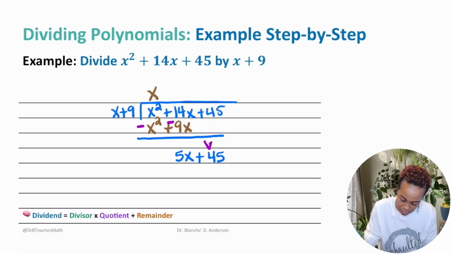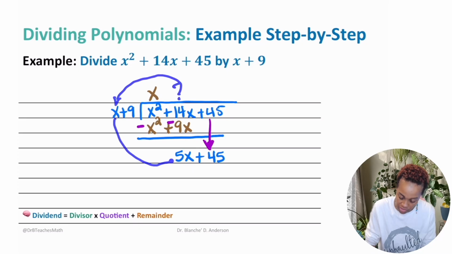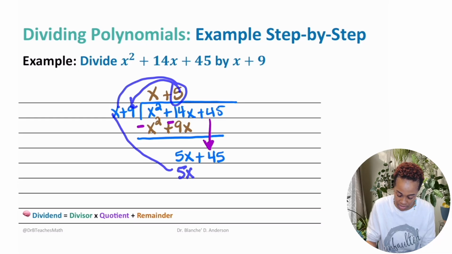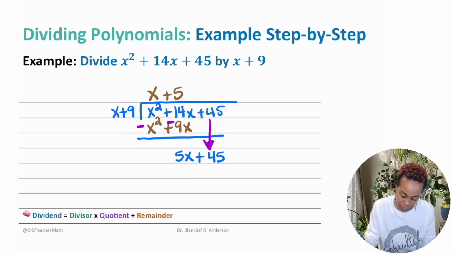Then you look at this term and say, what times this x will give me 5x? Well, 5, right? And it's a positive 5, so we're going to say plus 5. Then 5 times x gives me 5x, and 5 times the 9 is going to give me 45. Do you see that? So 5 times the x is 5x, and 5 times the 9 is 45.